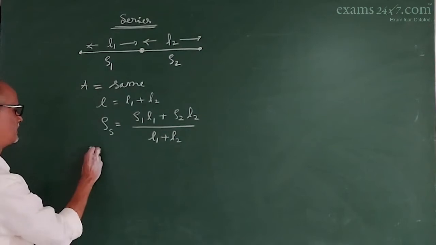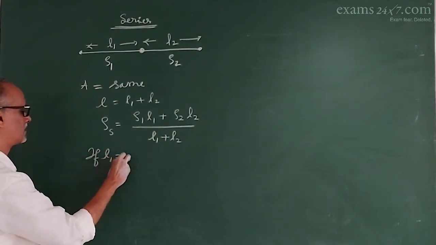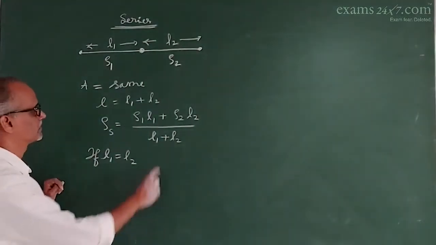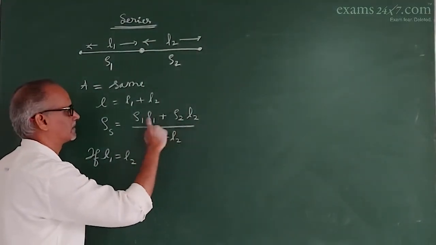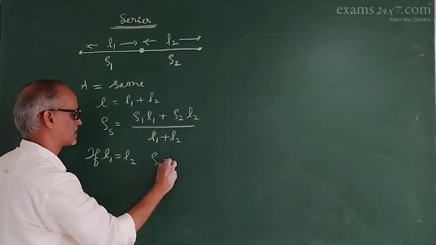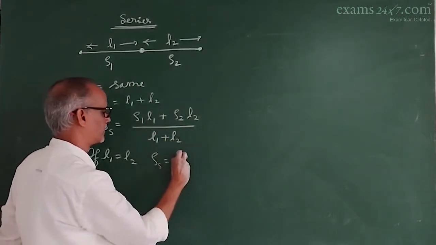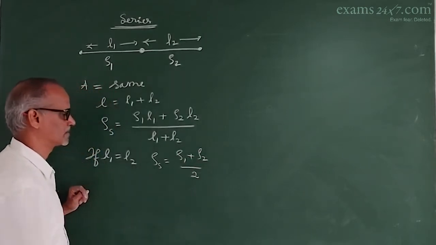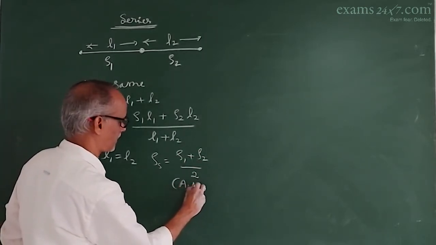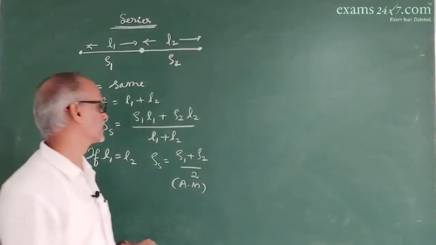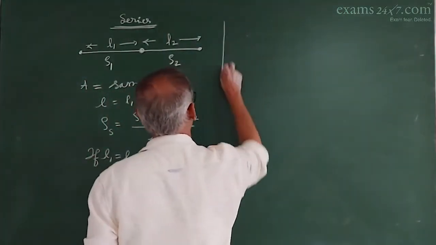Now, what if lengths are equal? What if L1 is equal to L2? If L1 is equal to L2, this L and this L will get cancelled. Thereby you'll get rho S is equal to (rho 1 plus rho 2) by 2. So this is nothing but again the arithmetic mean of the resistivity, when they are connected in series.